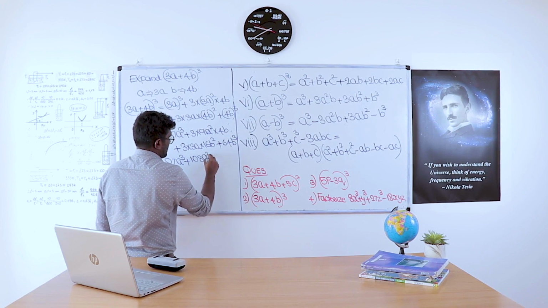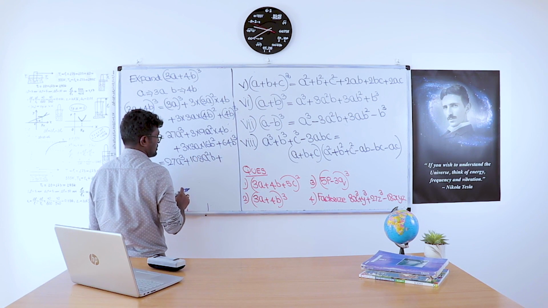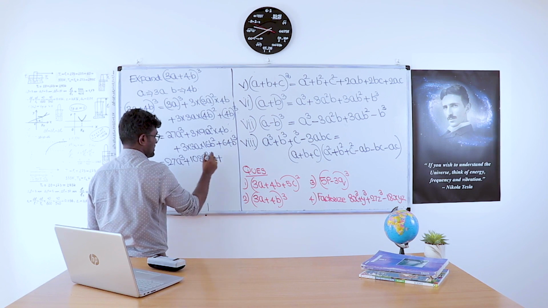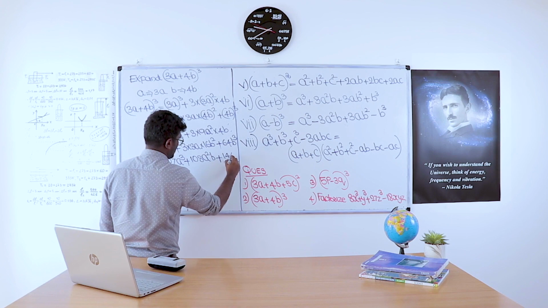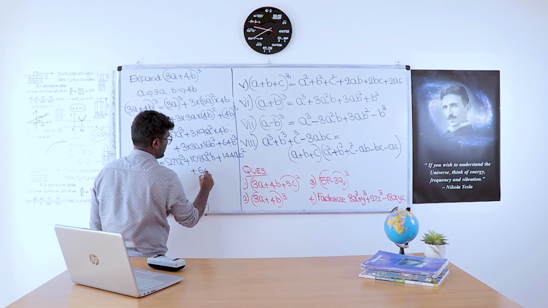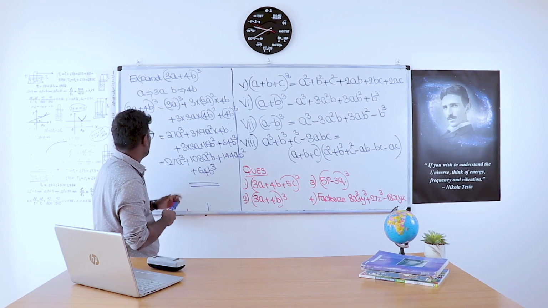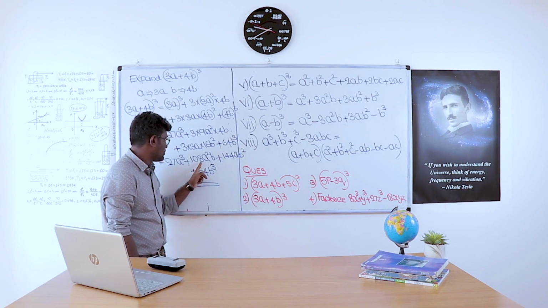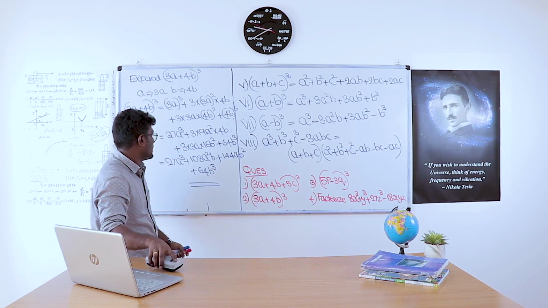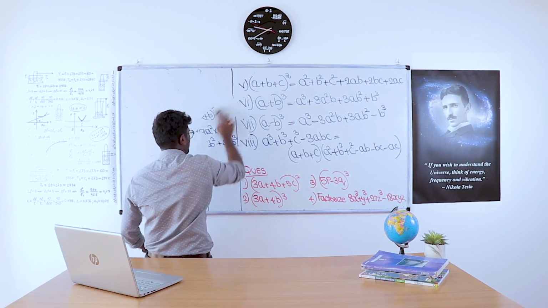108a square b, plus 3 into 3 9, 16 into 9. What about 16 into 9 is 144. 48, 16 into 3 48, 48 into 3 is 144. 144ab square, plus 64b cube. This is the expansion. So what about (3a plus 4b) the whole cube is 27a cube plus 108a square b plus 144ab square plus 64b cube. That's all about the sixth identity. Now the seventh identity.